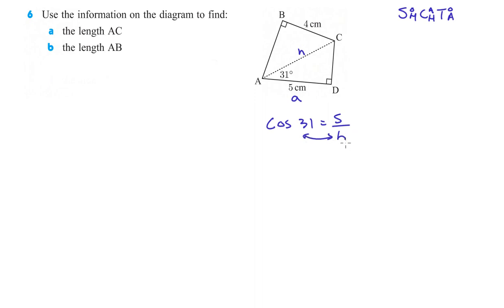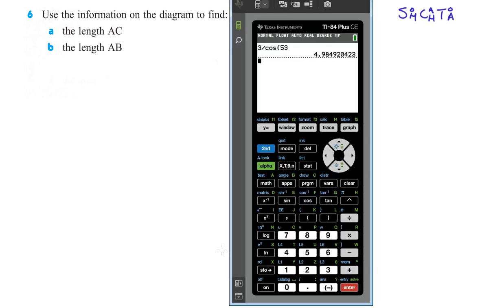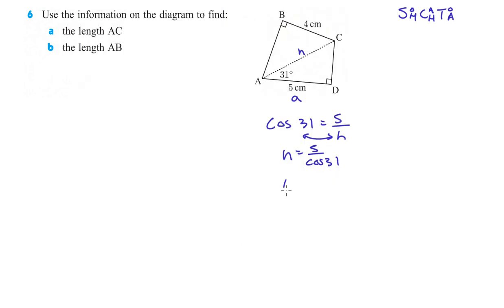The variable's in the denominator, so we switch with whatever's on the other side. So h equals 5 over cosine 31. So 5 divided by cosine of 31 gives us 5.83, we'll call it. Okay, so this is 5.83, and officially centimeters, and then find the length of A to B.